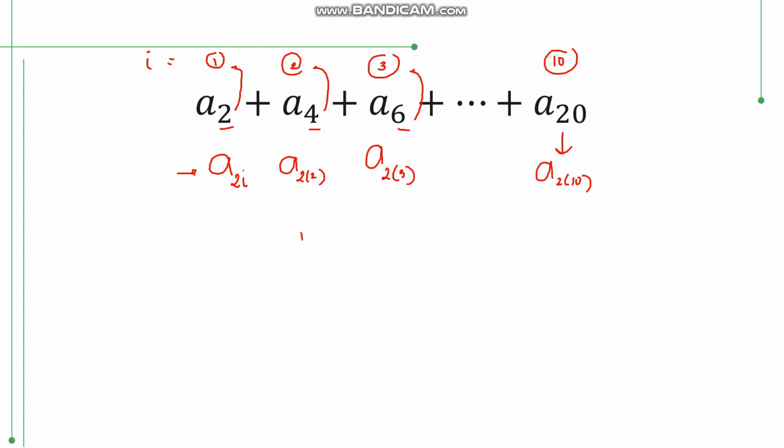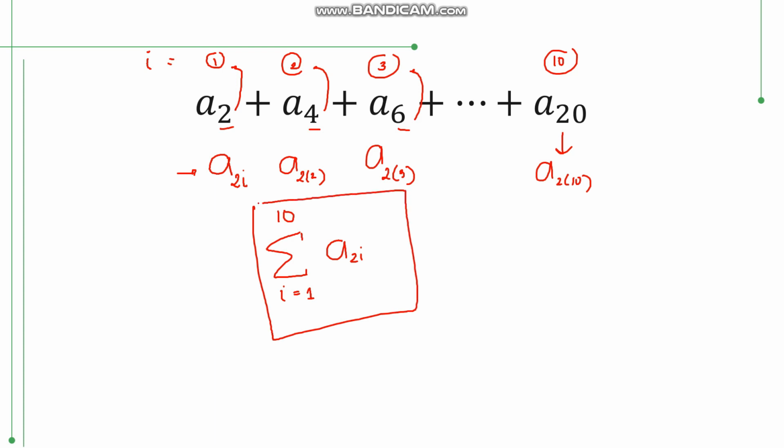So if you will write it as sigma notation, we have a sub 2 times i, then we have our index, and then our lower bound is 1, then our upper bound is 10 because that will give us the last term, which is a sub 20. So therefore, this is the sigma notation of the given series.